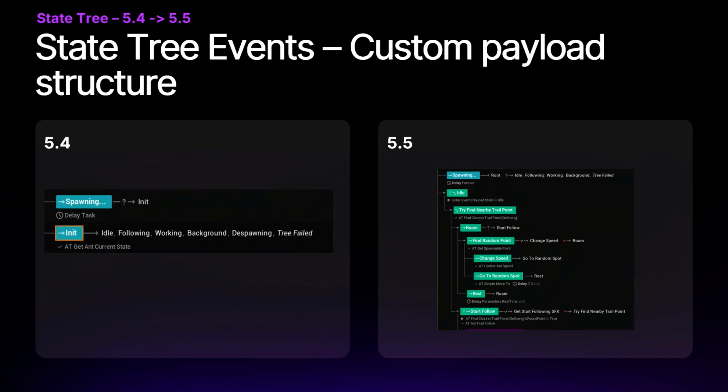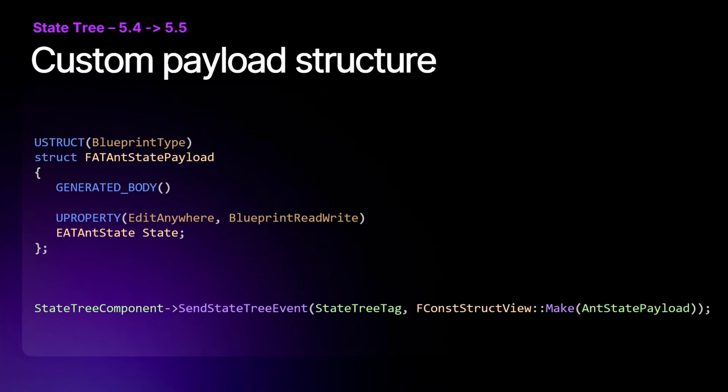So this is more efficient in 5.5. We also don't need to store any information in the actor, which strips all the logic of the state tree completely from the actor itself, making it more reusable for different agents. It's pretty simple to set up the custom payload structure. You will just need a USTRUCT that contains all the information you want to pass around. Then call send state tree event with the tag you have defined.